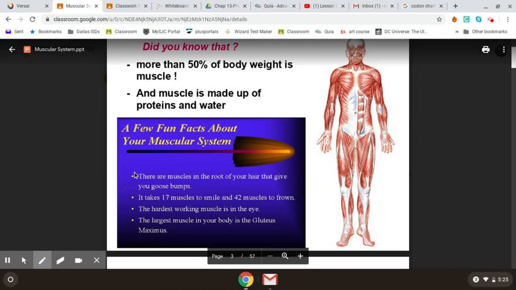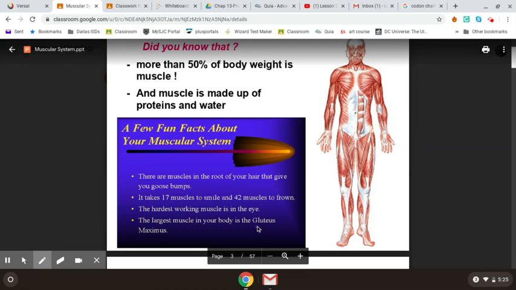The hardest working muscle in the body is the eye. You have muscles in your eye that move your eyes all around. You have muscles in your eye that contract or dilate your pupils. They are constantly working all the time, looking at things around you. So they are the hardest working muscles in the human body.